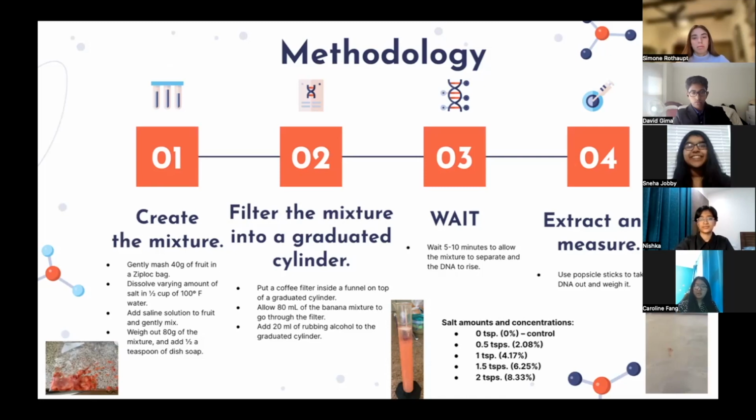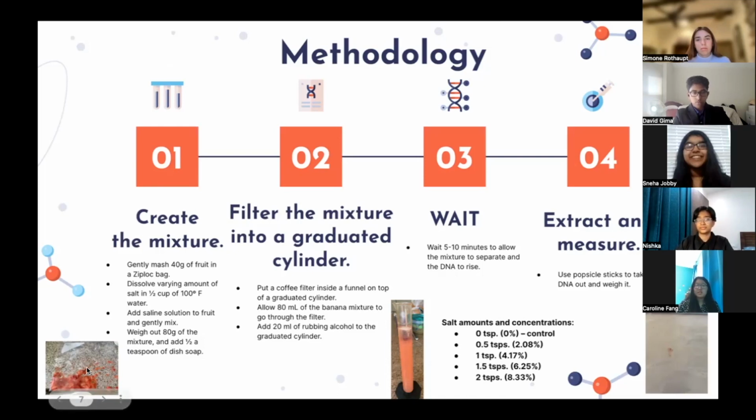To achieve a salt concentration of 0%, the control trial, we put no salt in the water. 0.5 teaspoons gave 2.08% concentration. 1 teaspoon was 4.17% concentration. 1.5 teaspoons was 6.25% concentration. And lastly, 2 teaspoons were 8.33% concentration. Then this saline solution was added to the Ziploc bag and mixed with the mashed fruit.